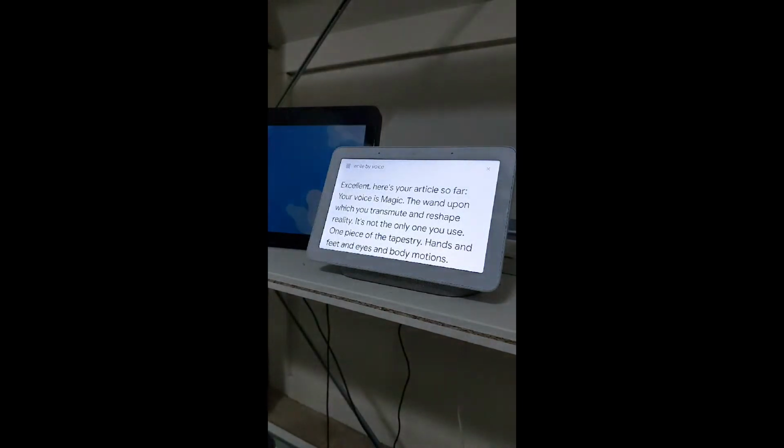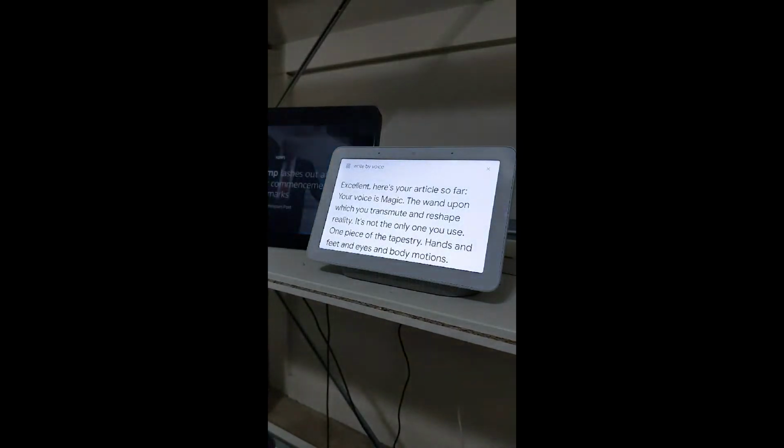Excellent, here's your article. How does the interface, or wand, best complement the modality? Period. In the beginning, comma, there was the word. Excellent, here's your article so far. In the beginning, comma, there was the word.